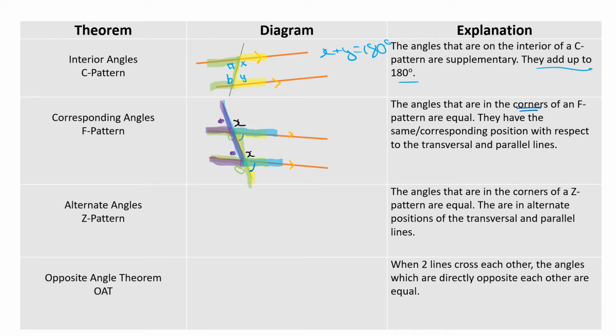So if you have a transversal with two parallel lines, you've got a whole bunch of angles that are equal to each other. The F pattern, the corresponding angle theorem, is really, really helpful. If you can find those F's in there, you'll get a whole bunch of answers. The next one is alternate angles. That's a Z pattern.